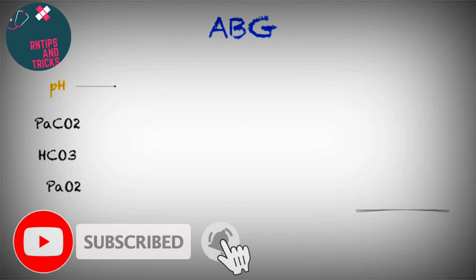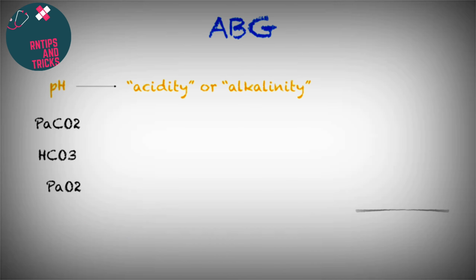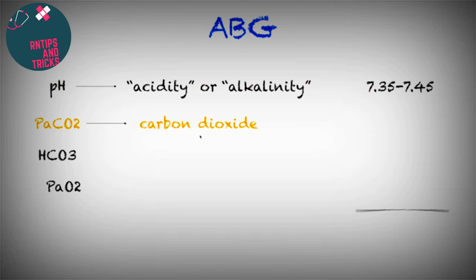your pH. The pH is pretty much the measurement of how acidic or alkalotic the blood is. Your normal value for your pH is 7.35 to 7.45, and we are going to talk about the significance of these numbers later on. Next component would be your PaCO2. Your PaCO2 is pretty much the measurement of carbon dioxide, and our normal value for this is 35 to 45. Now it is easy to remember 35 to 45 because if you look at our pH, your pH is 7.35 to 7.45. So just remember 35 to 45 for carbon dioxide.